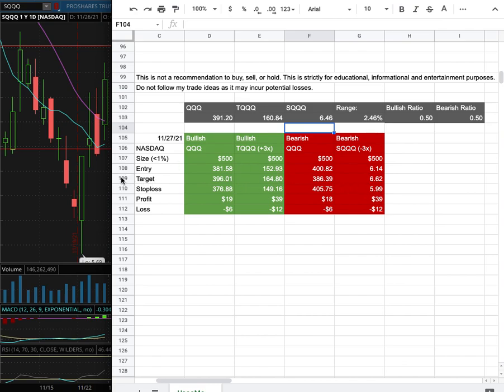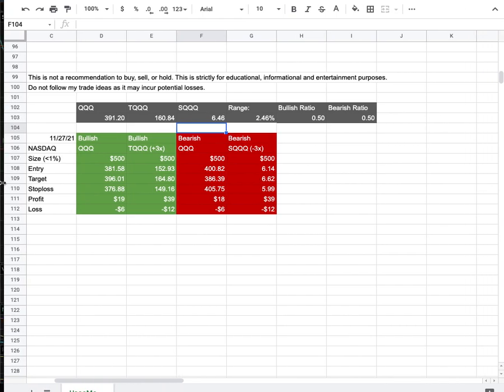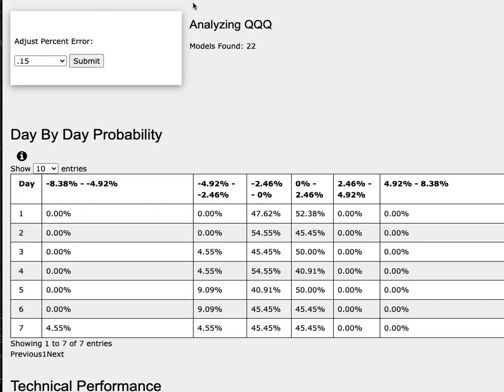So how did I develop these trade ideas? It all comes from the day-by-day probability model. And as we're examining QQQ, TQQQ is a leveraged version of QQQ, while SQQQ is an inverse leverage of QQQ, so do keep that in mind.